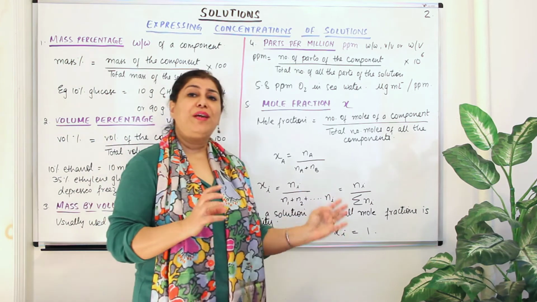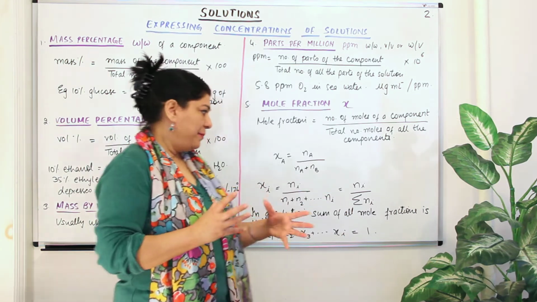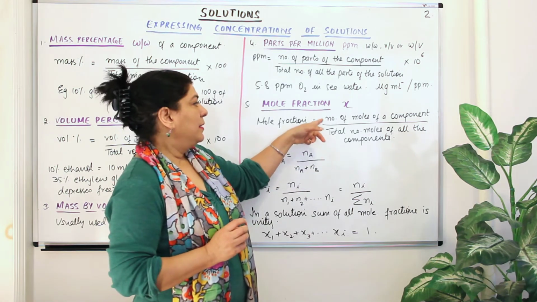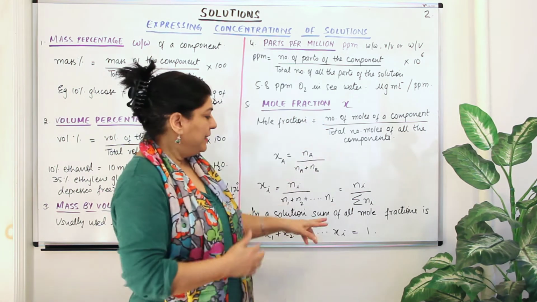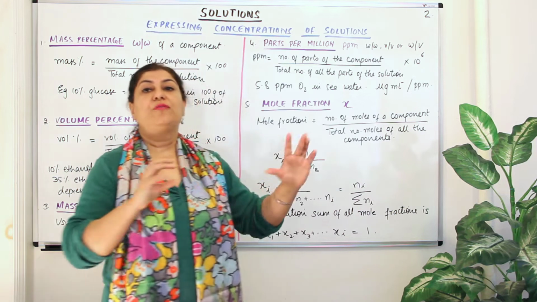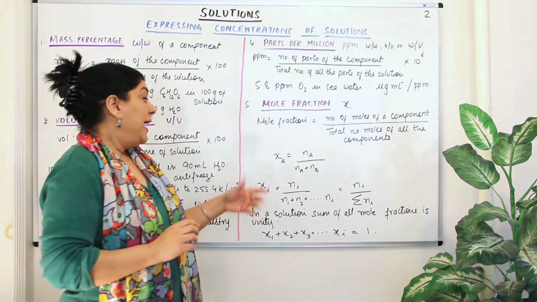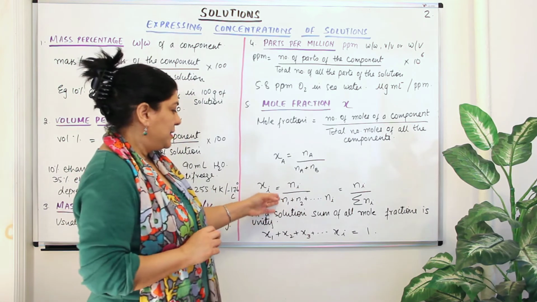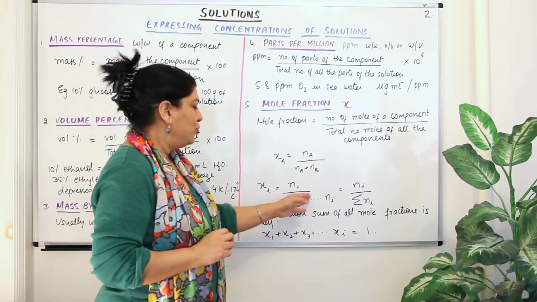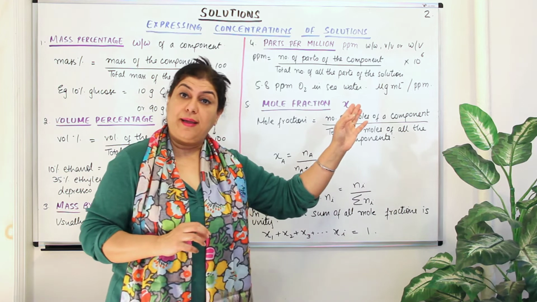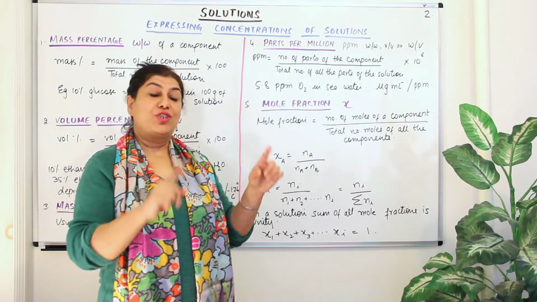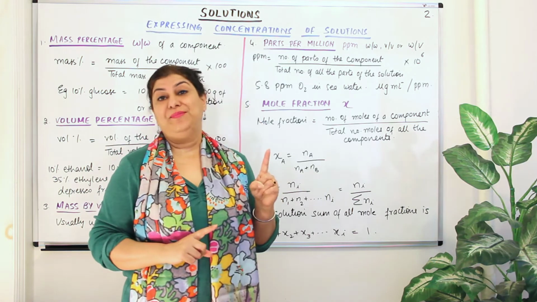Just a mathematical way of expressing it. It is the summation of the number of moles. It says nothing but the same thing: that the number of moles of that component divided by the sum of the total number of moles of all the components. And if we take the mole fractions of each component, let us say X1, X2, X3, X4, to XI, then the sum of all the mole fractions should be equal to 1.